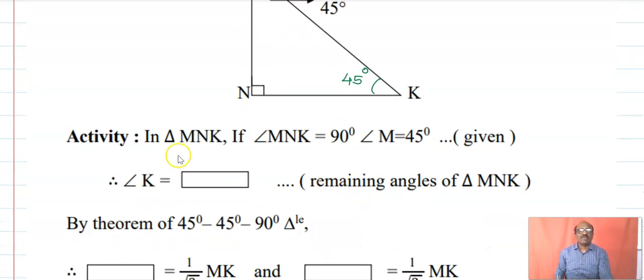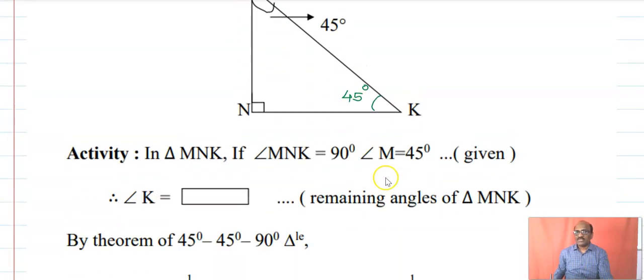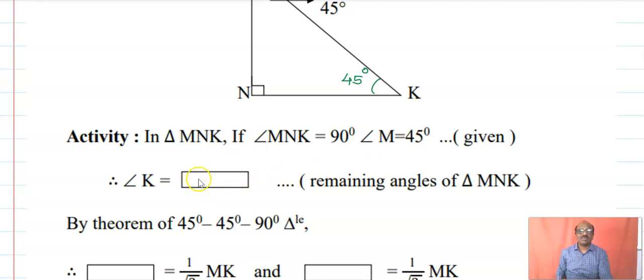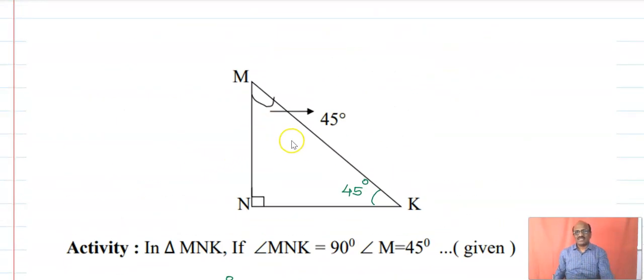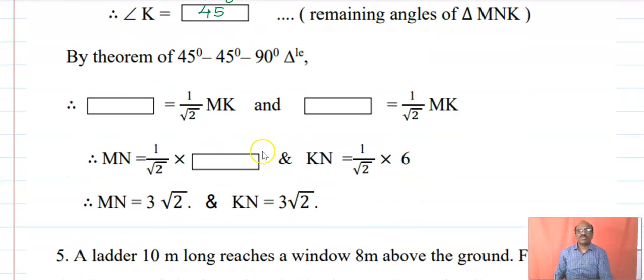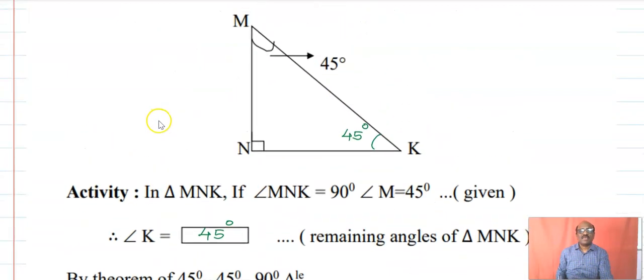Now in triangle MNK, measure of angle MNK is 90, measure of angle M is 45. This is given. Then what about here? It's 45, that is the remaining angle of triangle MNK. By the theorem of 45, 45, 90 triangle, in this triangle MN is equals to. Okay. I will write here MN.